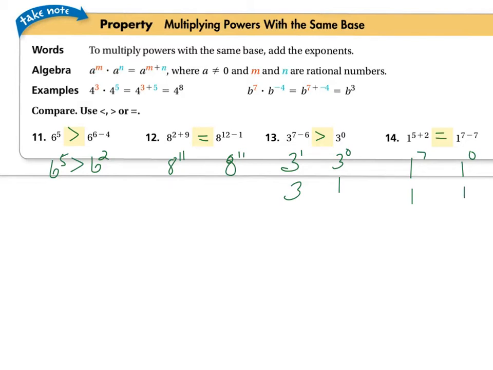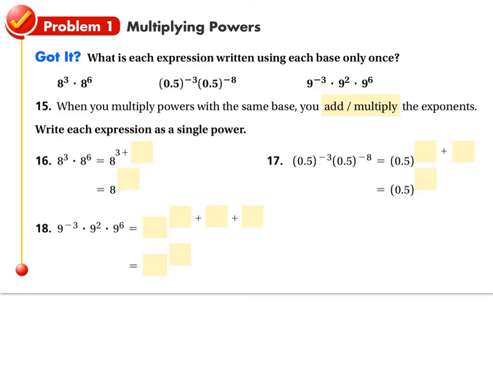So this is equals. Looking at problem number 1, we have 3 problems across the top. We're going to solve them below. And we need to remember that when you multiply powers with the same base, having the same base is very important, you add the exponents. So in this first problem, which is problem 16 down here, we have the same base. The base is 8. So we're going to add the exponents. So it's going to be 3 plus 6. 3 plus 6 is 9. So my solution is 8 to the 9th power.